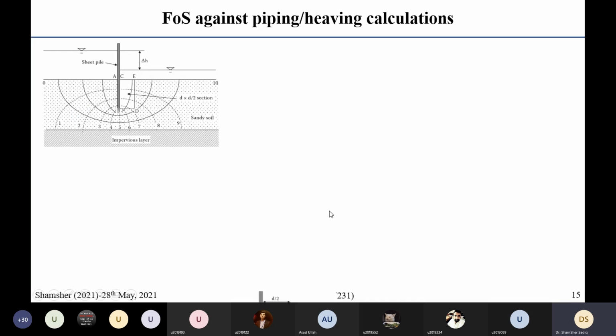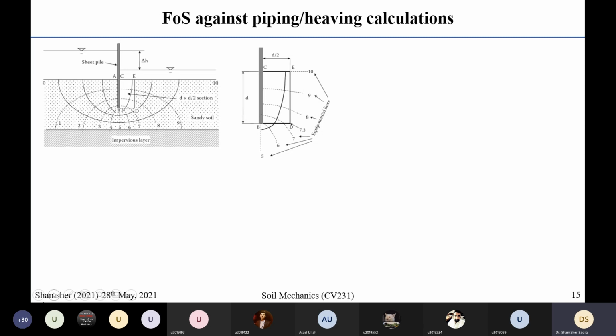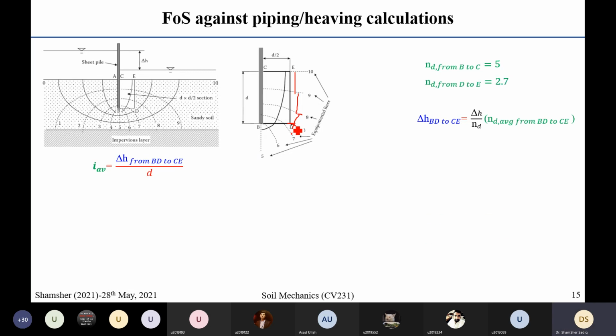Okay, again. Please see, this is one equipotential drop. This is another equipotential drop. The third equipotential drop is this much, but our wedge ends over here. So you can take it as 0.6, 0.7, 0.8 as an approximation. That's why we have 2.7. So on face BC you have 5 equipotential drops, and on face ED you have 2.7. Now the average will be 5 plus 2.7 divided by 2.